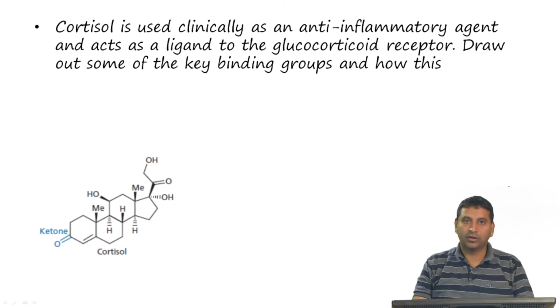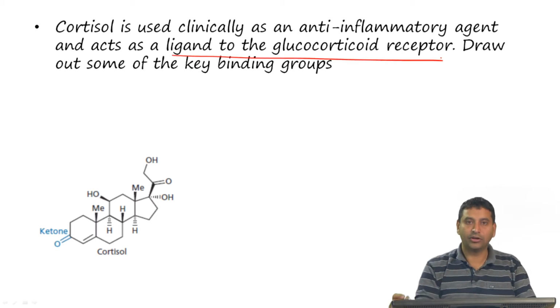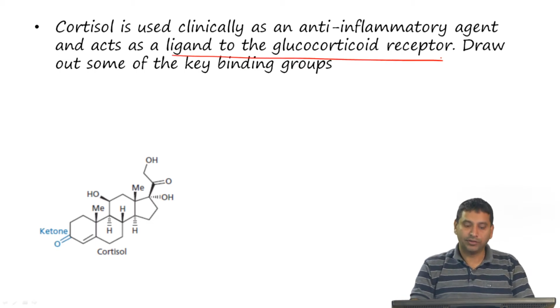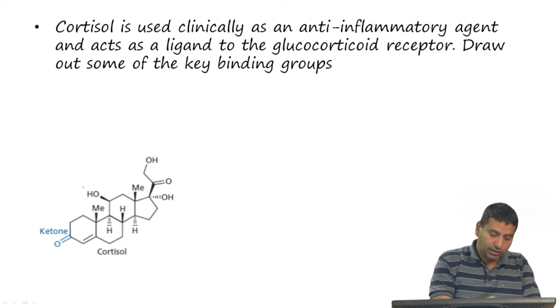So, what we will start out with is looking at how a ligand binds to the receptor. Cortisol, used clinically as an anti-inflammatory agent, acts as a ligand to the glucocorticoid receptor. So, let us draw out some of the key binding groups. The major functional groups that are present in cortisol are as follows.